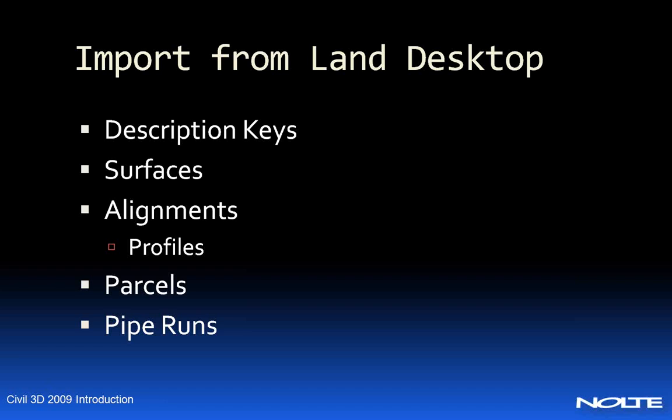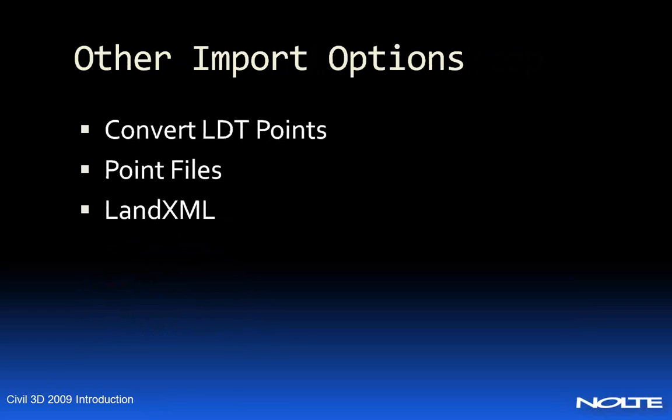In addition to these import functions, you can also import data through other means. I can convert Land Desktop point objects. So I can take a drawing from Land Desktop with Land Desktop points in it, open it in Civil 3D, and then there's a command on the points pull down to convert them to Civil 3D COGO points. We can also import COGO point data using ASCII files, PNEZD files, or XYZ files, just like you do in Land Desktop.